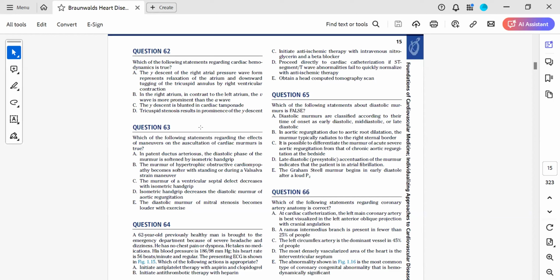In contrast, in acute severe AR, for example caused by infective endocarditis or aortic dissection, the diastolic murmur is of short duration and tends to be soft because the aortic diastolic pressure rapidly equilibrates with the steep rise in diastolic left ventricular pressure.